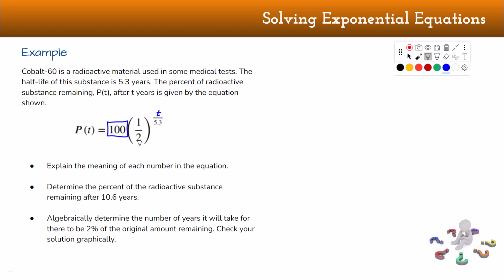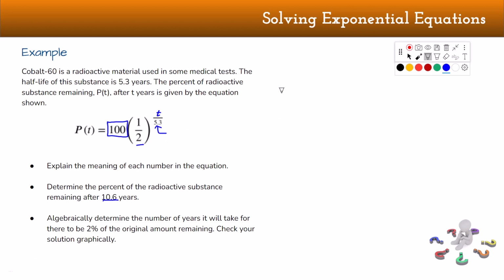Because this is a half-life, it's decreasing by half every cycle, so we have the half, and we have this 5.3 here to figure out how many years it's going to have gone through, or how many half-life cycles. For instance, if this time equaled 5.3, it would have gone through 1 half-life cycle, but if it was 10.6, it would have gone through two of those. So it would have been 100 times half times half.